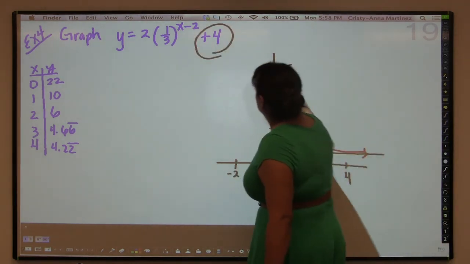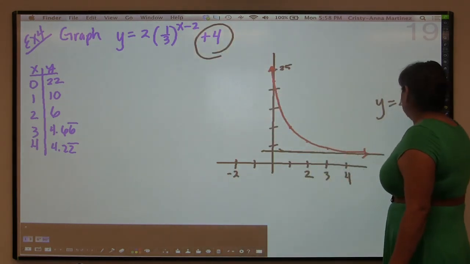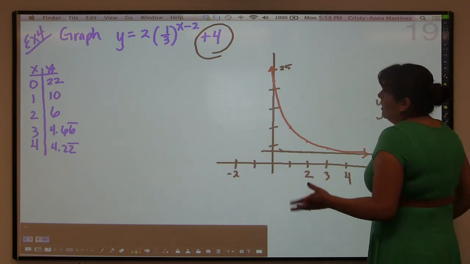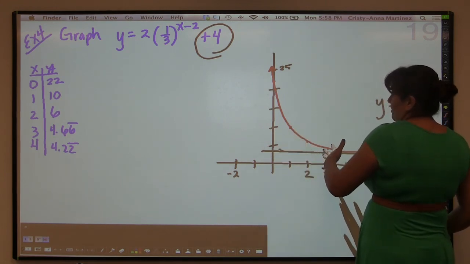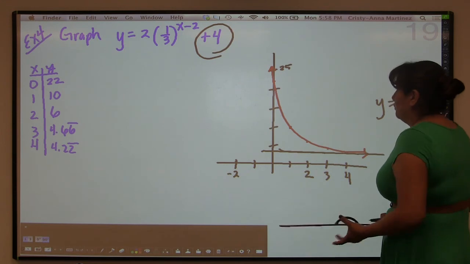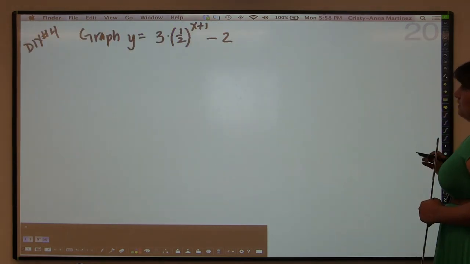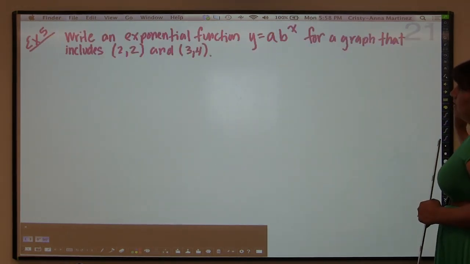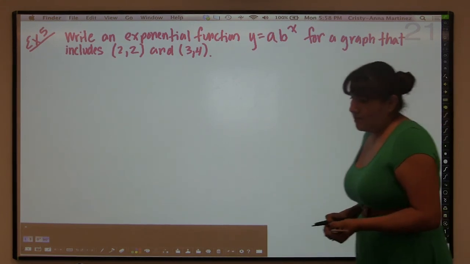This guy right here. So your asymptote is y equals 4 because the graph shifted 2 units to the right and 4 units up. So that is what you graph that one like. And there's that guy for you. And this is our last example.